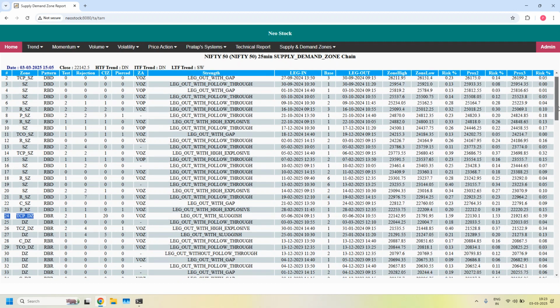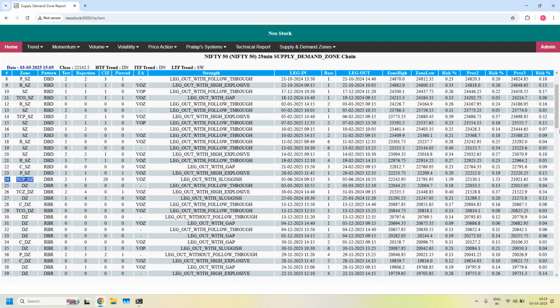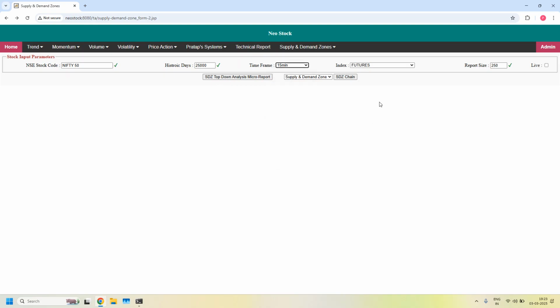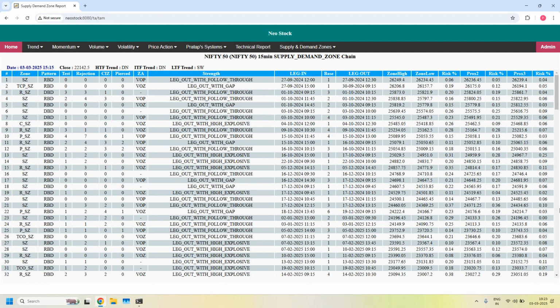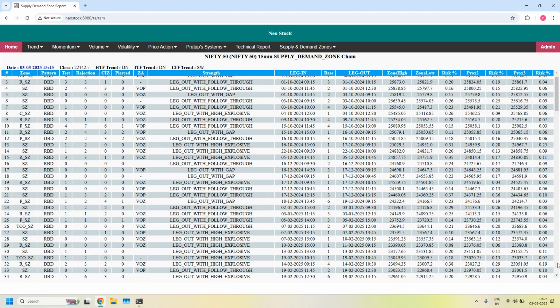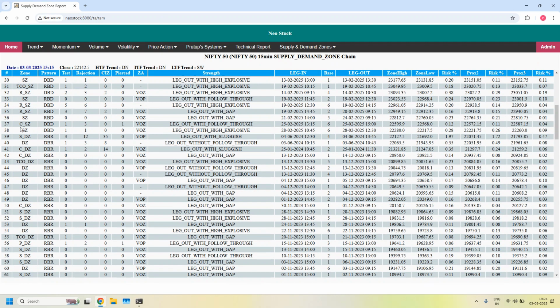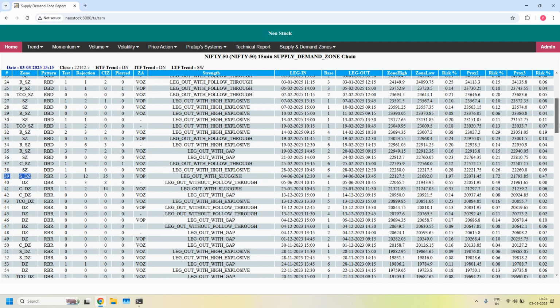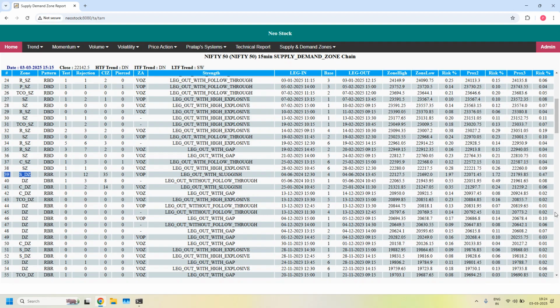Let me put it in the center. Okay, next, 15-minute supply demand zone chain for Nifty. All these are supply zones. Let me scroll the list down. This is the nearest demand zone. Let me put it in the center. Okay.